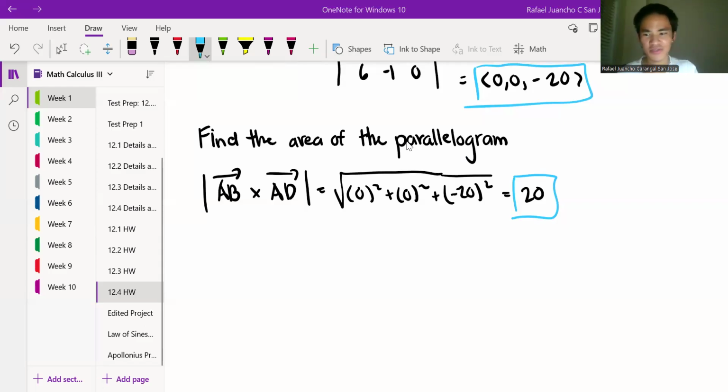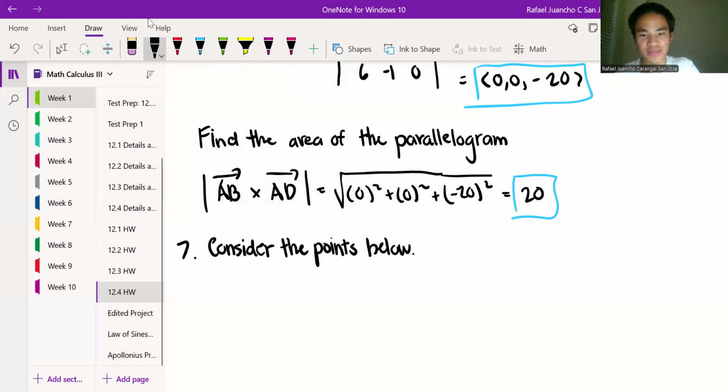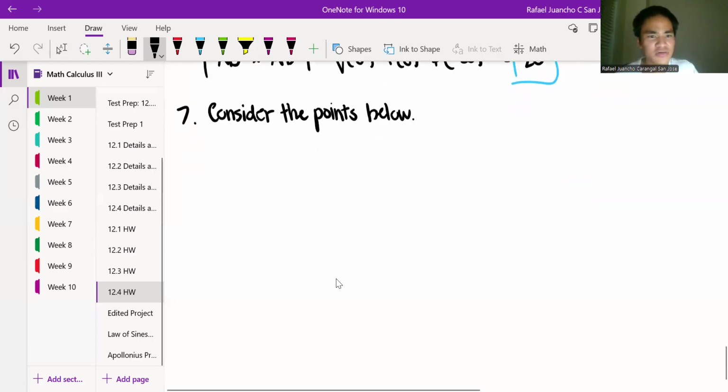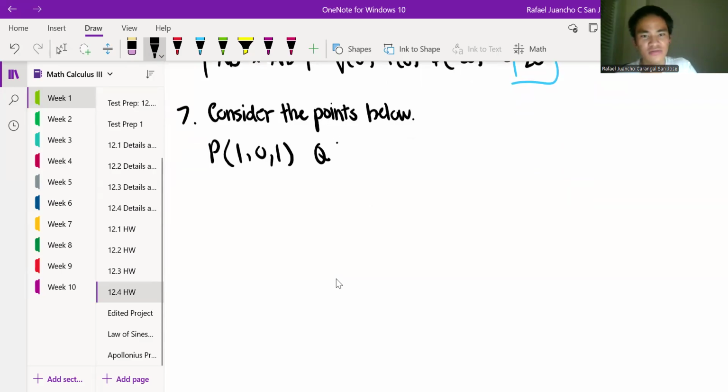Two more numbers to go, and we're gonna finish it. Number 7. So we want to consider the points below. I'm gonna write the points below, don't worry. So points below, we have 3 points actually, P, Q, and R. P is 1, 0, 1. For Q, we have -2, 1, 3. For R, we have 3, 2, 5.